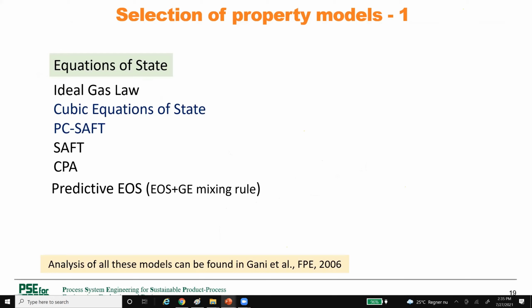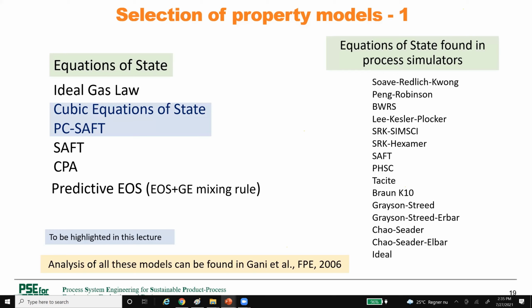So now let's see the kinds of equations we have. That is the property models. What are the equations of state? Ideal gas law, cubic equations of state, PC-SAFT, SAFT, CPA, and predictive EOS, which is a combination of equation of state with Gibbs energy. And I will highlight these two models. If you look in the simulators, you will find this whole list of equations of state. I just put some of them. There are many more, okay? There are many, many equations of state. Almost every month, somebody is developing a new equation of state.